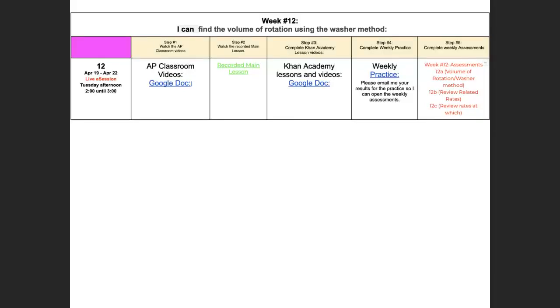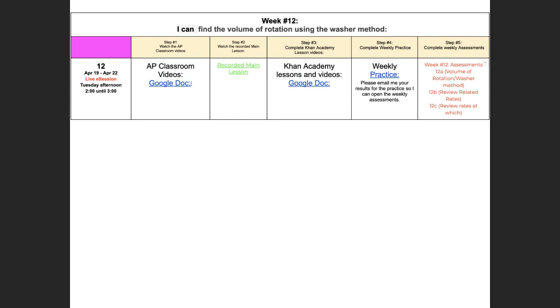Okay, so I believe, if I'm not mistaken, let me check this out, I think this is the last week of new material. So let me just jump down in my pace chart here. Okay, so week number 12. Yep, and then weeks 13 and 14 we'll be just reviewing, and then week 15 is the final, or the semester, or the AP exam.